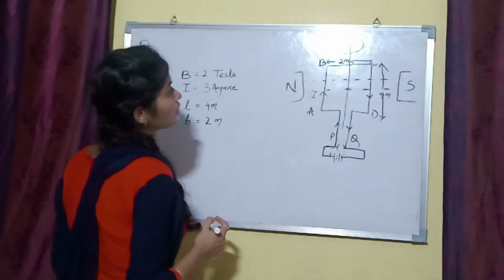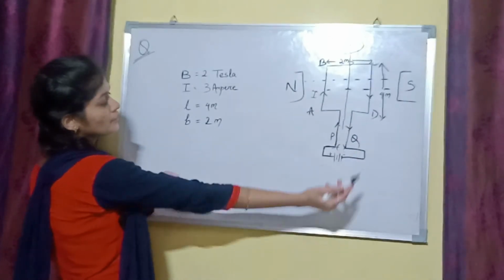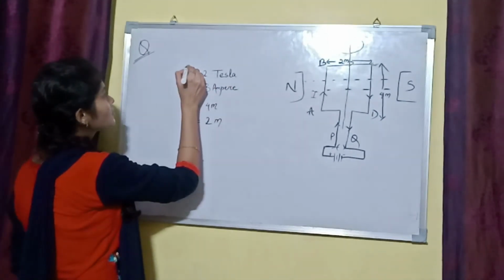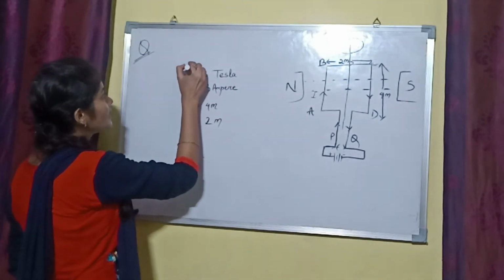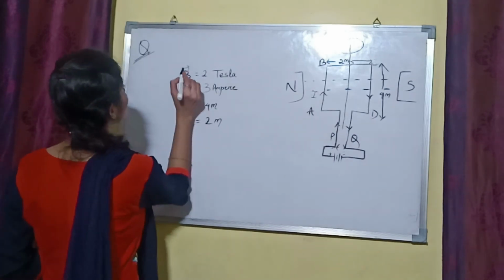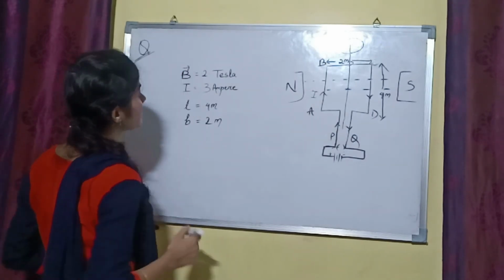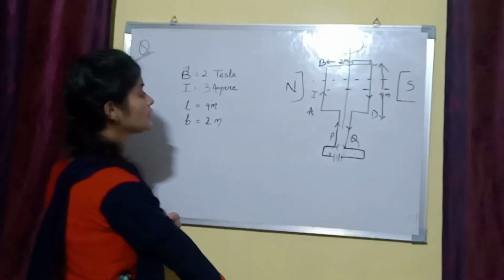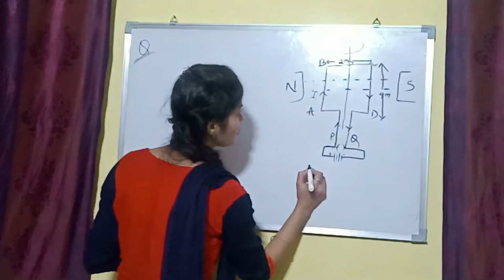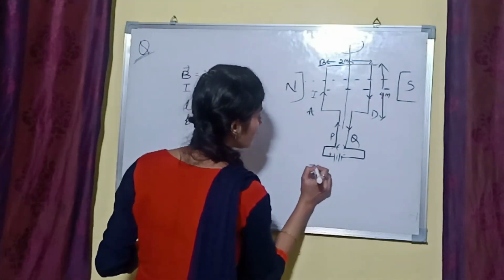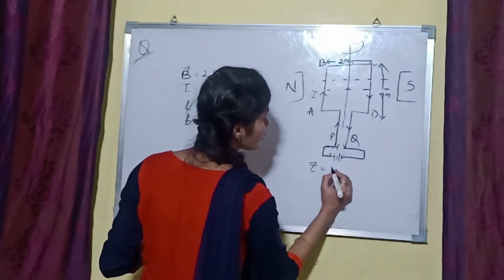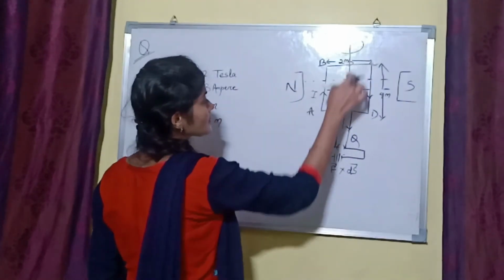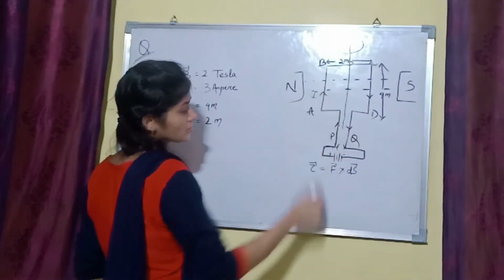If the question is, what will be the total torque produced in this arrangement when the magnetic field is 2 Tesla and the current is 3 ampere and the length of the loop is 4 meter and the breadth is 2 meter? You know the formula for torque. What is it? The cross product of force and displacement. Here it is the displacement, the distance from the axis of rotation.